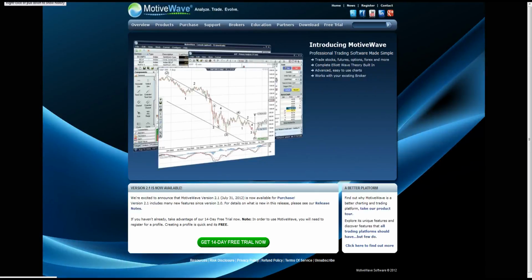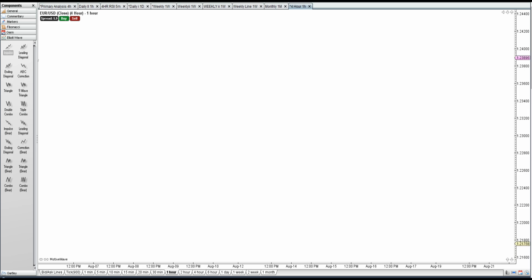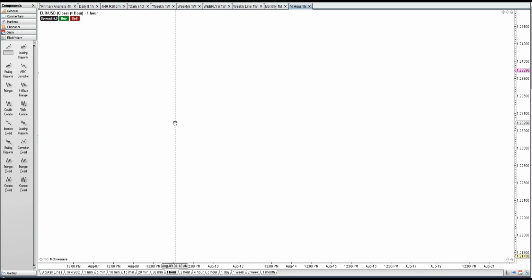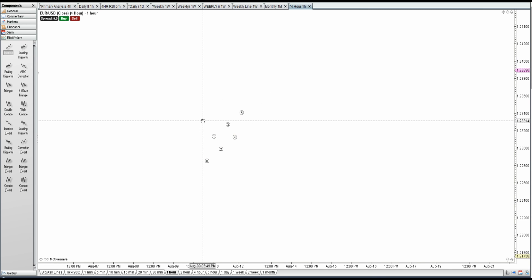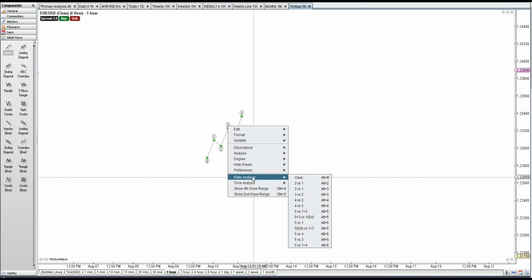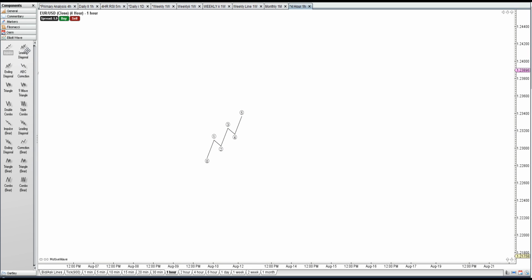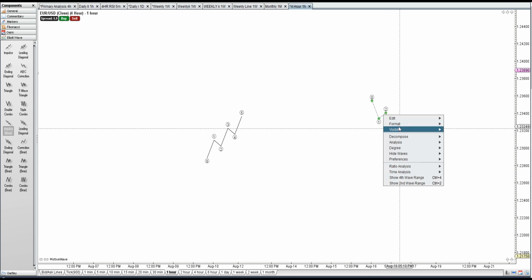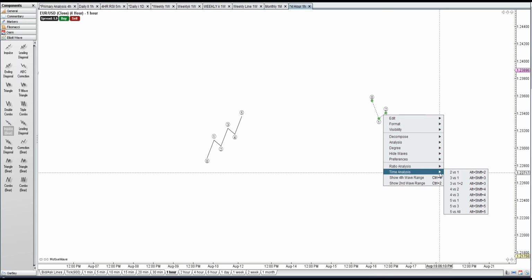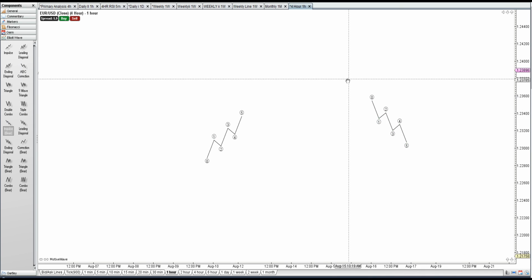All right, we're just going to start out with the basics here. I've got my Elliott Wave tools here. I'm just going to drag a motive wave out here. This is a 5-wave move up. And I am going to show lines here so we can see that. And this is a bearish motive impulse wave. So this is 5 waves down.